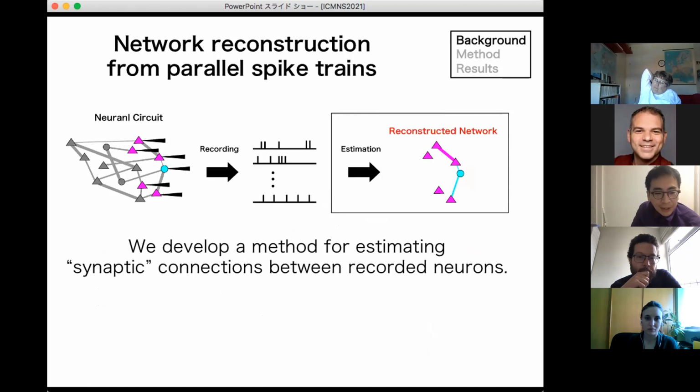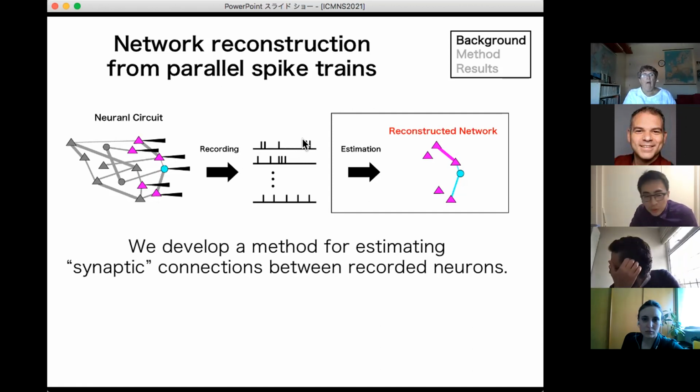This is the problem we focus on today. Let's assume we record spikes from a part of our brain, shown in the colored neurons, magenta and cyan. And we recorded spike trains from these neurons. And we want to infer the synaptic connectivity between the recorded neurons. In the next section, I explain how to do it.